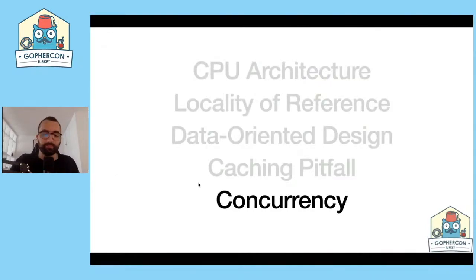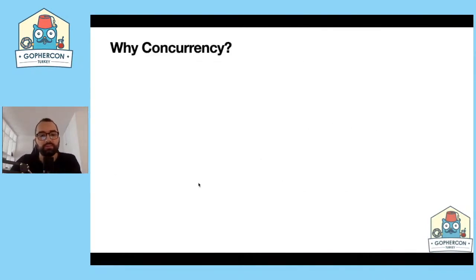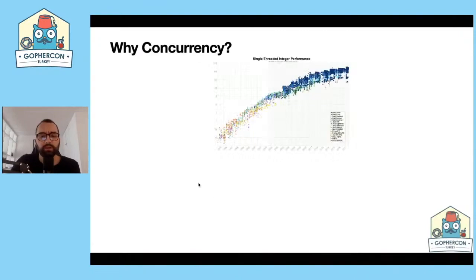Okay, so the last part, which is concurrency. So why concurrency at first? Here is an example of a well-known benchmark on sequential code, called single-threaded integer performance. And we can see that since about 2005, things are not scaling linearly. We tend to reach a kind of threshold, a kind of logarithmic curve, right?